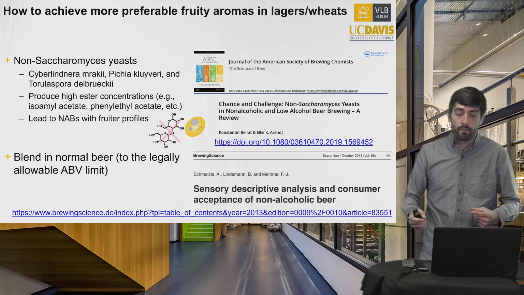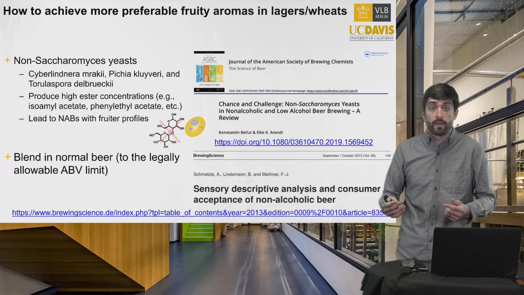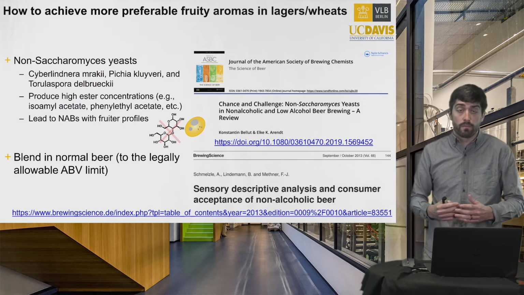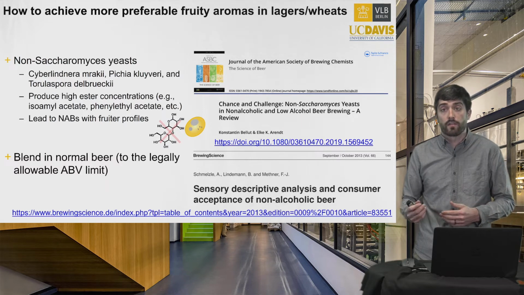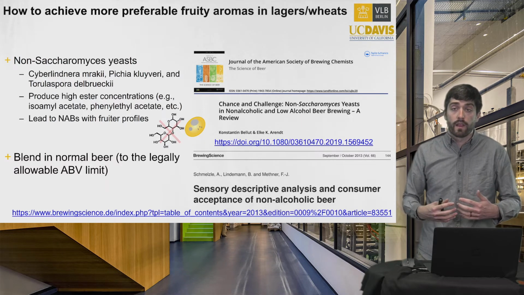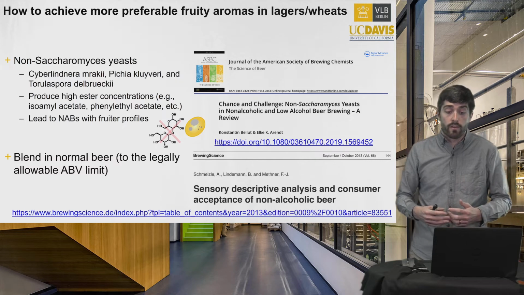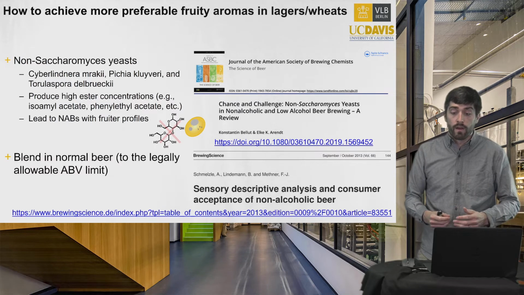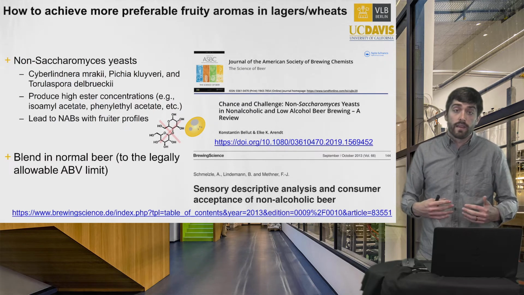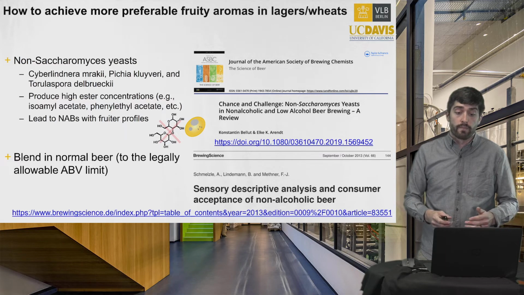Now, to produce more complex beer-like NABs or fruitier NABs, a couple of strategies have been suggested. One technique that is gaining popularity is the use of non-Saccharomyces yeast, and there's also evidence in these manuscripts that these yeasts lead to increases in fermentation esters or alcohols that create NABs with fruitier profiles. Another technique is to simply blend in a percentage of fully fermented beer with the dealcoholized product, up to the legally allowable regulatory limit. And again, these papers are great resources on these two topics.